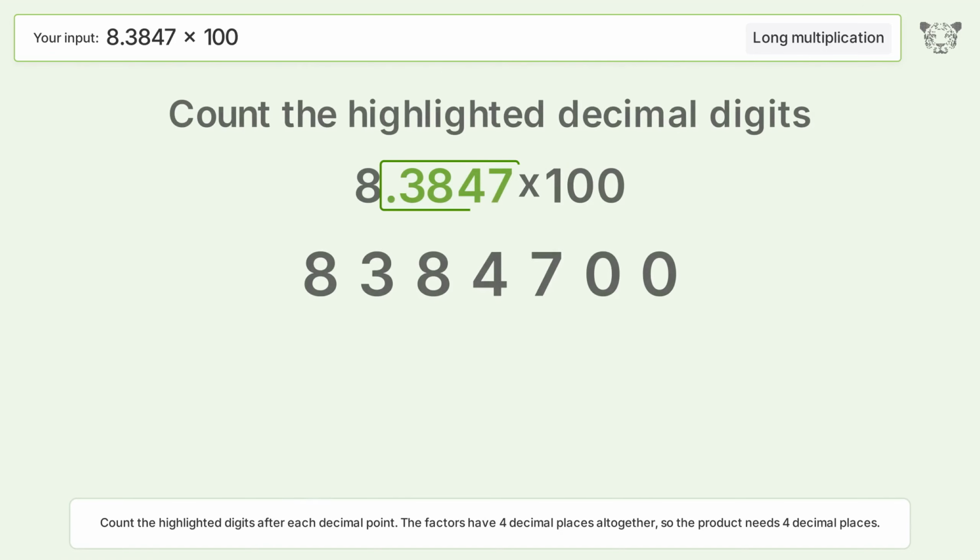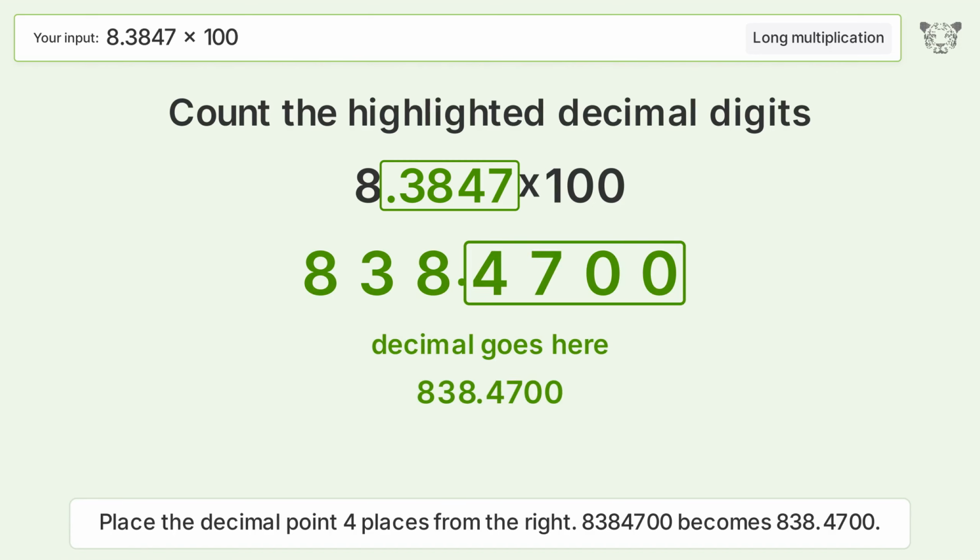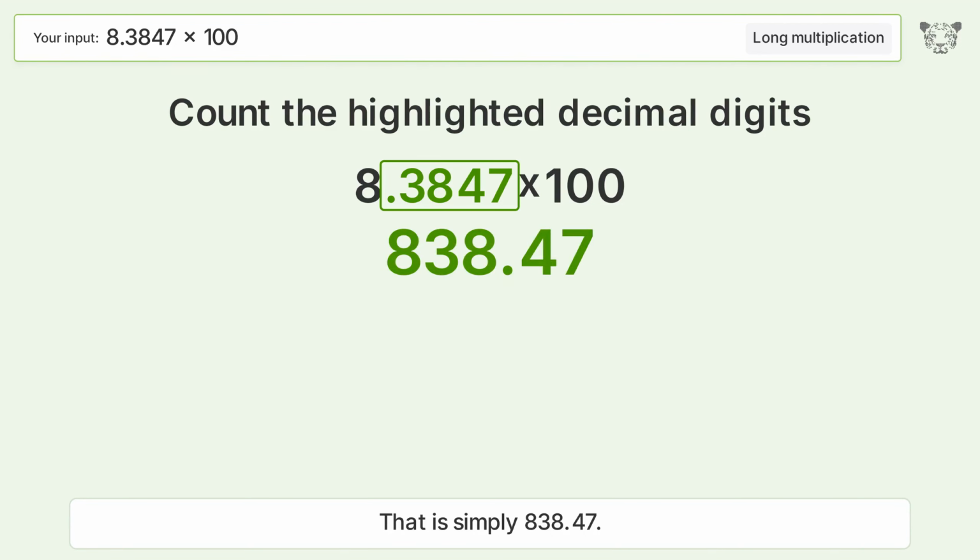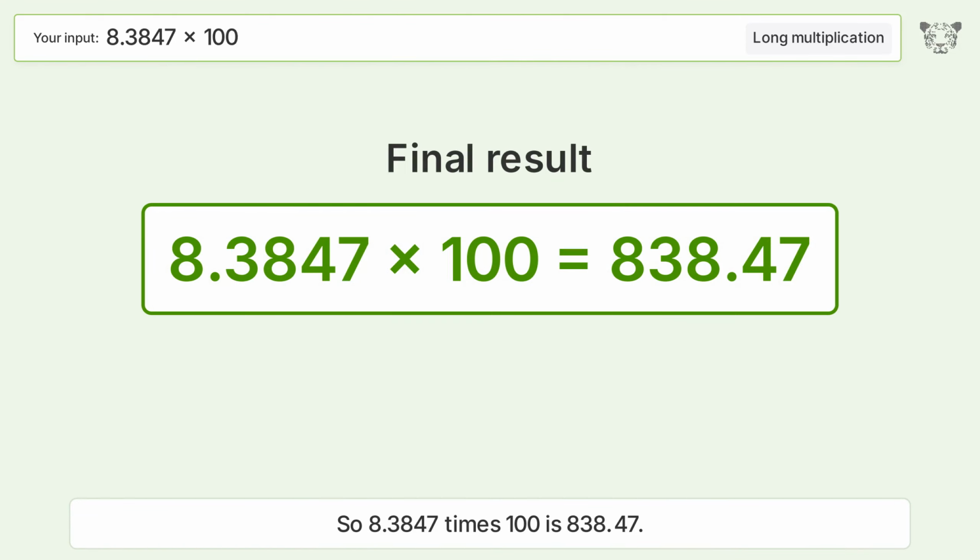8,384,700. Count the highlighted digits after each decimal point. The factors have 4 decimal places altogether, so the product needs 4 decimal places. Place the decimal point 4 places from the right. 8,384,700 becomes 838.4700. That is simply 838.47. So 8.3847 times 100 is 838.47.